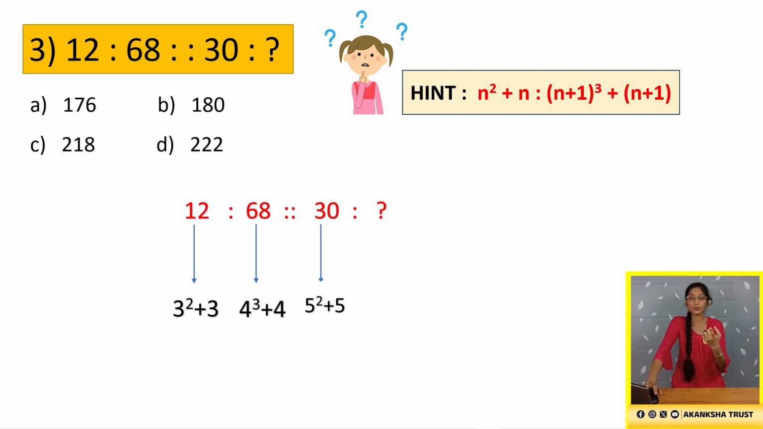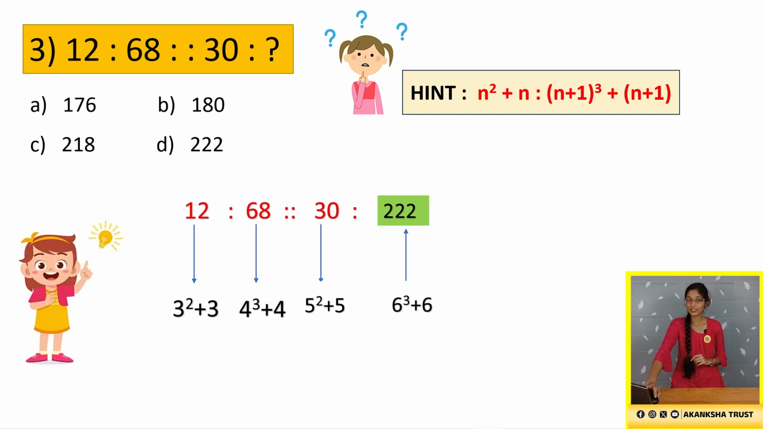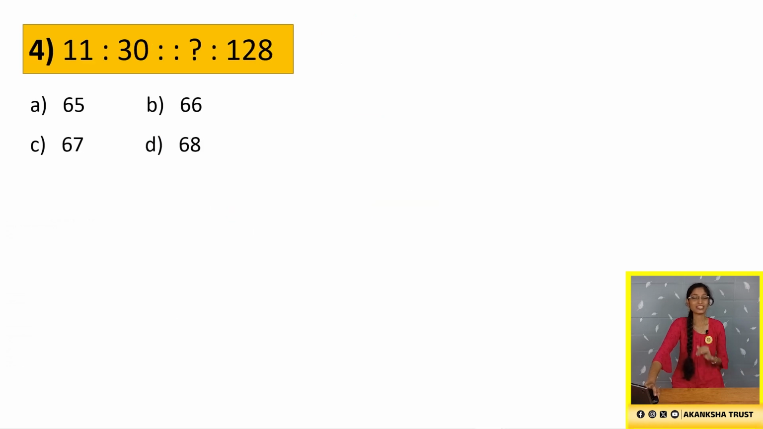Then what you have to do? Cube of that number. So 6 cube plus 6, adding that number itself. So 6 cube is 216 plus 6, 222. You can see in the screen. So the answer is 222. Option D is 222 and that is our answer. Okay, move to the next question.